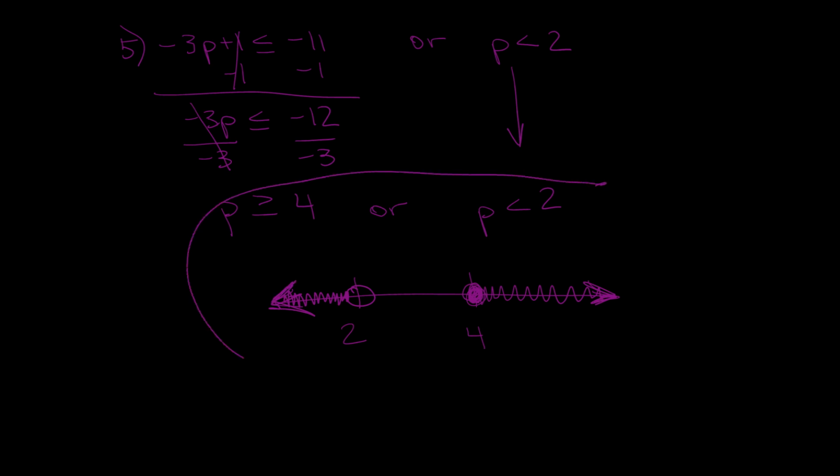This is the answer, this whole thing, because you have a number line where the 2 shadings do not connect, but that's all right in this problem because they're going different directions, because we have p is greater than or equal to 4 or p is less than 2.